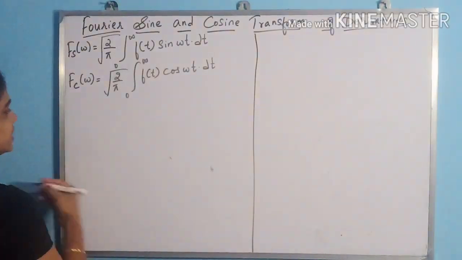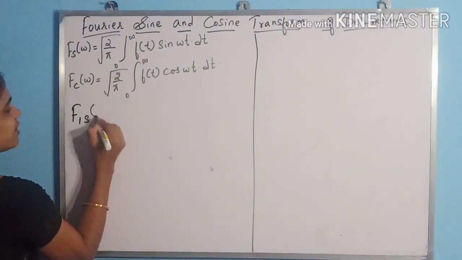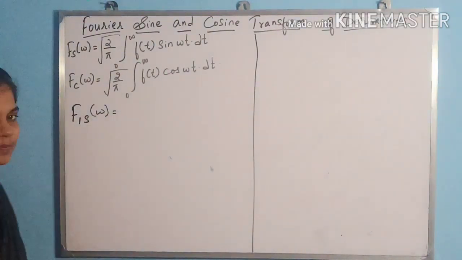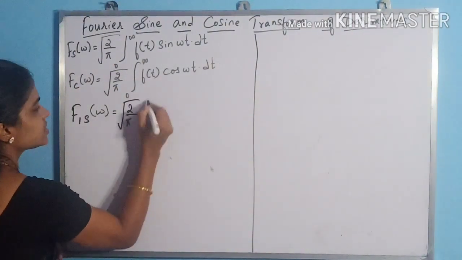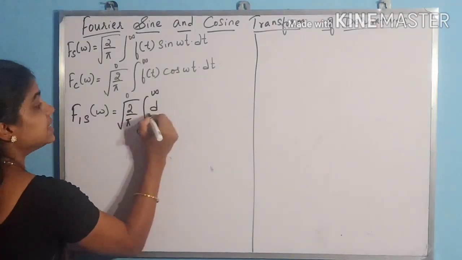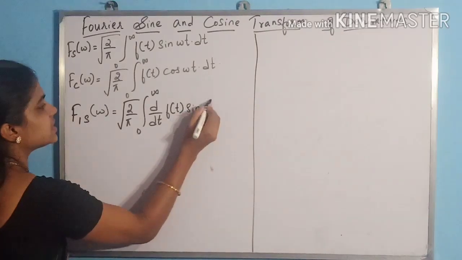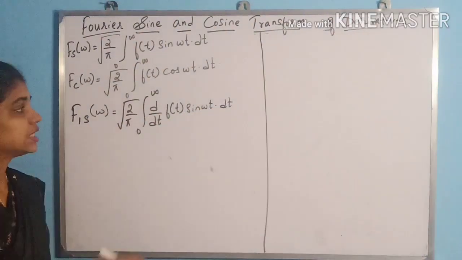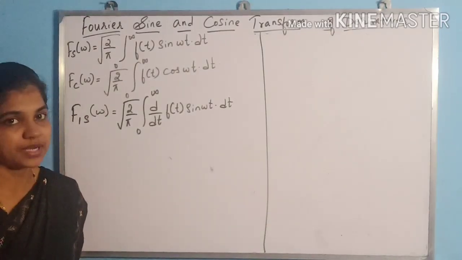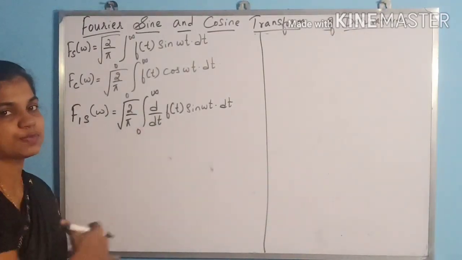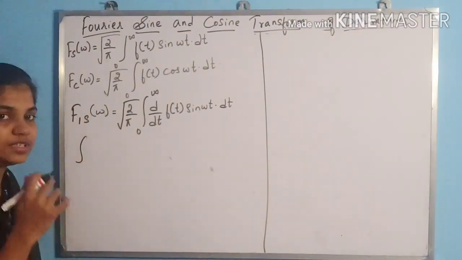So the first derivative of Fourier sine transform I denote as f1s of omega. Right? So again root 2 by pi is a constant, 0 to infinity d by dt of f of t sine omega t dt. Now we have to follow the same steps as we have followed in the earlier part. So we are going to integrate this by parts. So what is that? Now again we write the formula here.